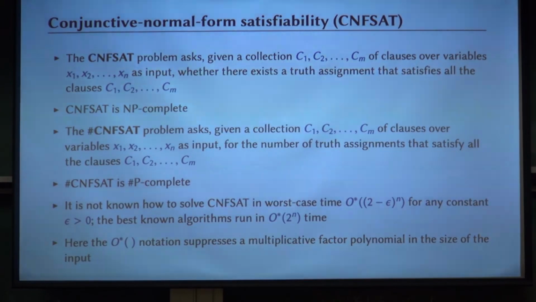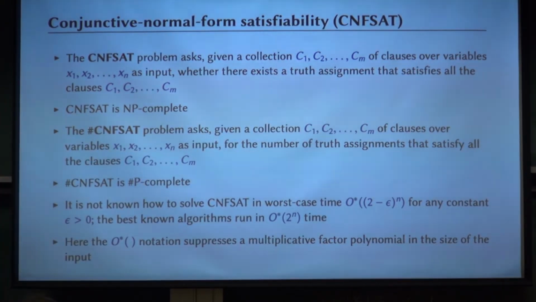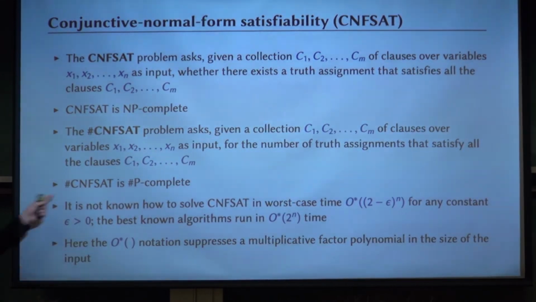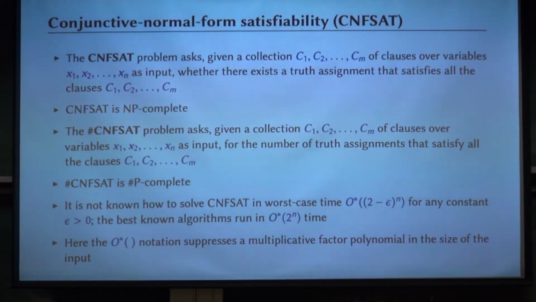And then there's a counting version to this problem, which we call number CNF-SAT, that actually asks for the number of satisfying truth assignments. Of course, it may be 0, but it can also be positive. And number CNF-SAT is number P complete, so it's as hard as the counting problems in the class number P. I'm not going into detail on how one defines number P. If you know the class, you know. If you don't, then you need to read up on it.